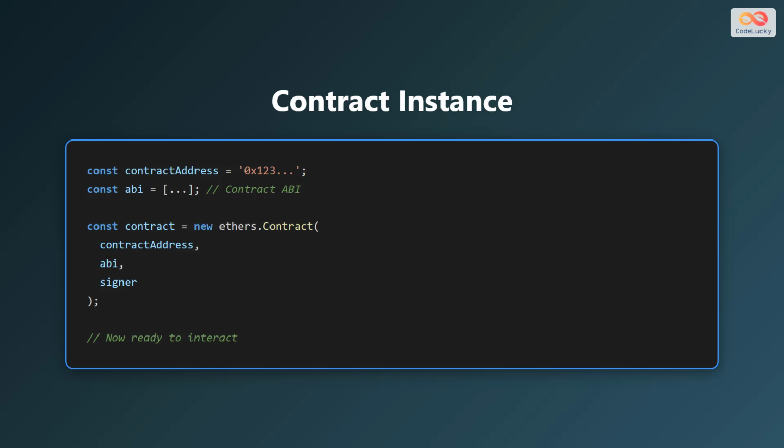To interact with a smart contract, you need to create a contract instance. This requires 3 pieces of information. First, the contract address, which is the deployed location of your smart contract on the blockchain. Second, the ABI, or application binary interface, which is essentially a JSON description of your contract's functions and events. Third, the signer object we obtained earlier. Create a new contract instance using new ethers.Contract, passing in the contract address, the ABI array, and your signer. Once instantiated, this contract object gives you direct access to all the functions defined in your smart contract, making interactions straightforward and type-safe.